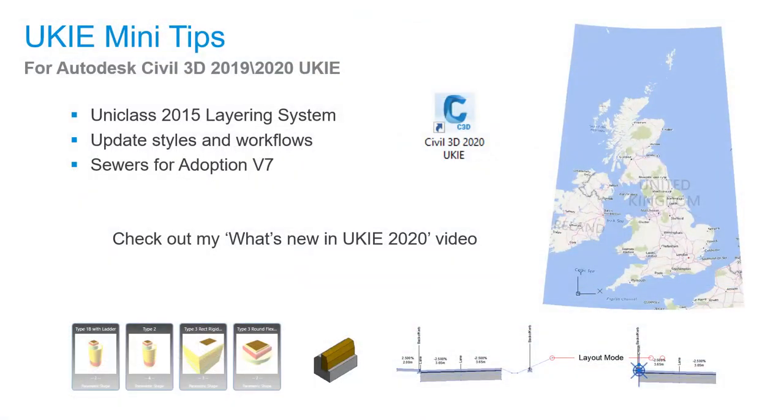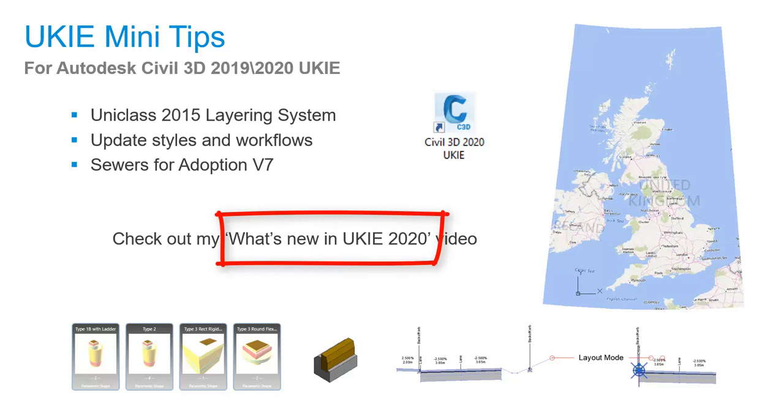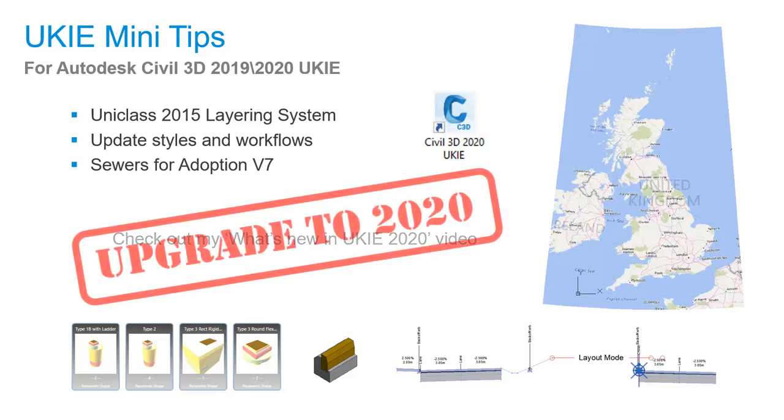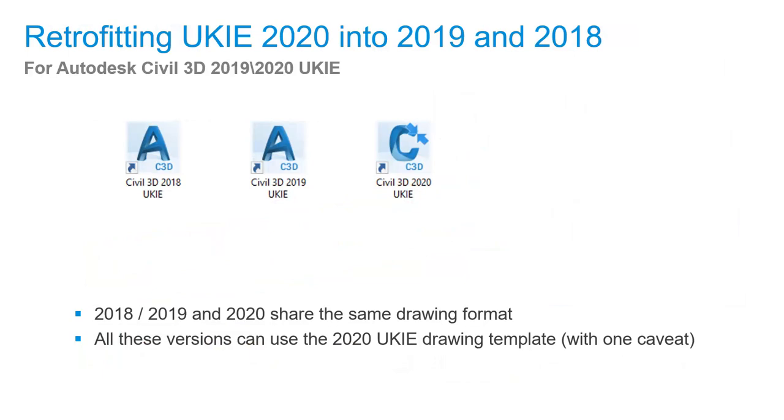Well, the Civil 3D 2020 UKIE country kit contains a lot of new stuff, including support for Sewers for Adoption version 7. Maybe you should check out my video What's New in the 2020 Country Kit. To be fair, the easy answer here is simply to upgrade to Civil 3D 2020 if you have older releases of Civil 3D, but I do realise that this is not always possible. So, we are going to explore how you can retrofit the new stuff into the old releases.